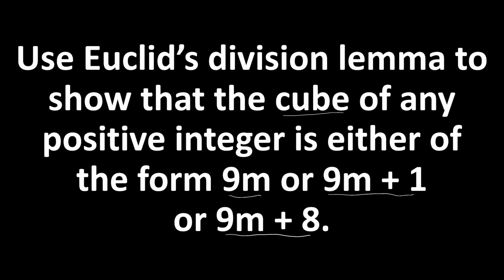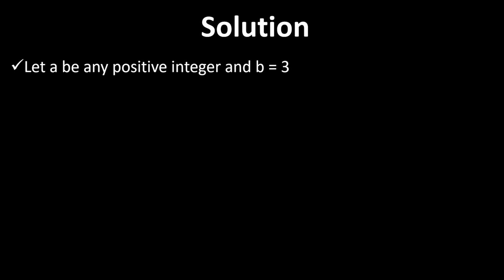So we have to express the cube of any positive integer in either of these forms, either 9m or 9m plus 1 or 9m plus 8. Let's go through the solution. So here we'll assume a to be any positive integer for which the divisor b is equal to 3.